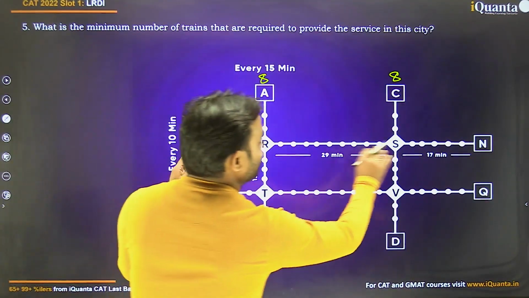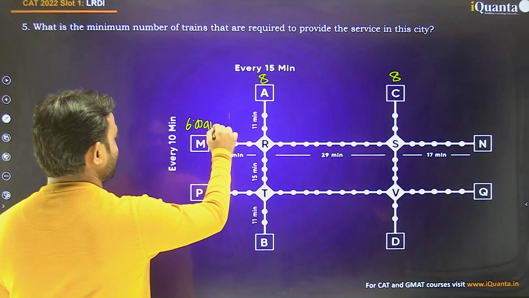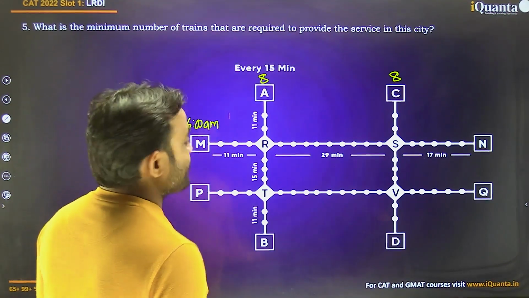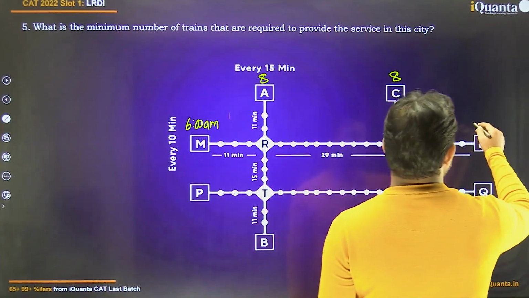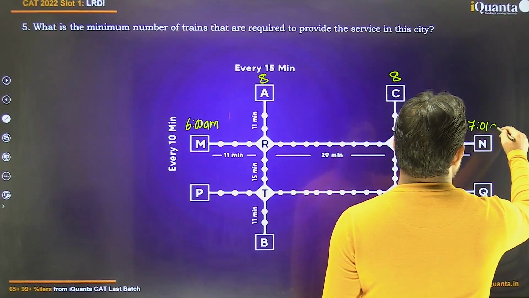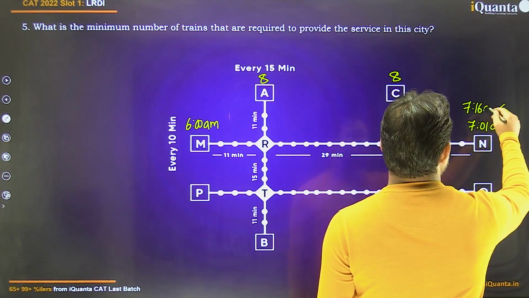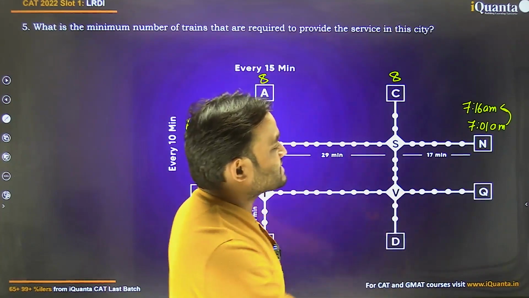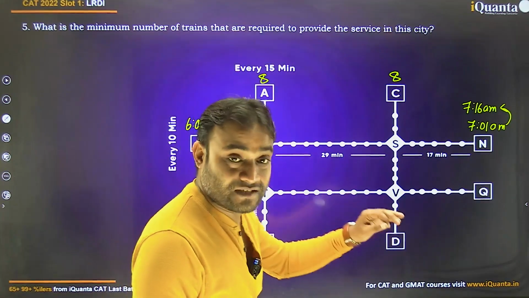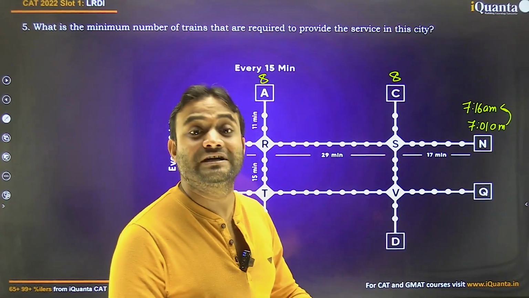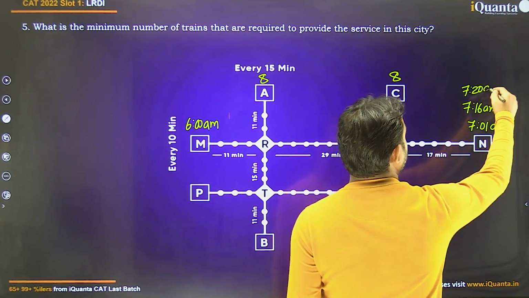Now let's think about M and N. So we know that from M, if a train is starting at 6 a.m., how much time will it take? We have already done this in question number 1. It takes exactly 61 minutes. So this train will reach here at 7:01 a.m. Now there is a break of 15 minutes. So this train will be ready to leave from the terminal station at 7:16 a.m. But in the east-west direction, a train is starting after every 10 minutes, right? So this train will be ready to leave at 7:20 a.m.